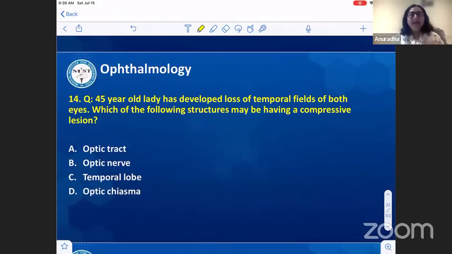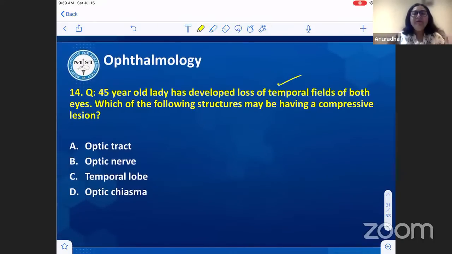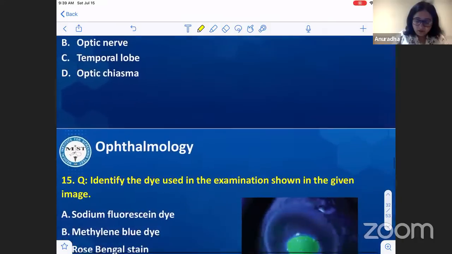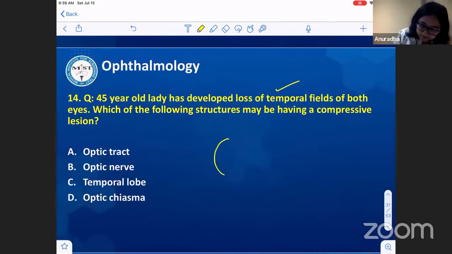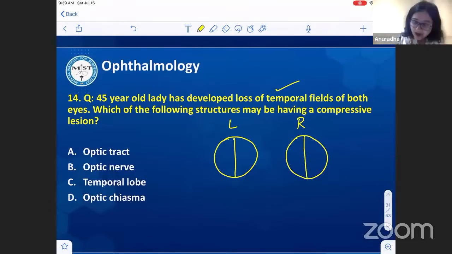A 45-year-old lady has developed loss of temporal fields of both eyes. Which of the following structures may be having a compressive lesion? We just revised this moments before. So a lady developing loss of temporal fields of both eyes. What kind of defect is occurring? If this is one eye, this is the other eye, supposedly this is the right eye, this is the left eye. You divide the visual field into two halves. The temporal half is gone. So this is bitemporal hemianopia.